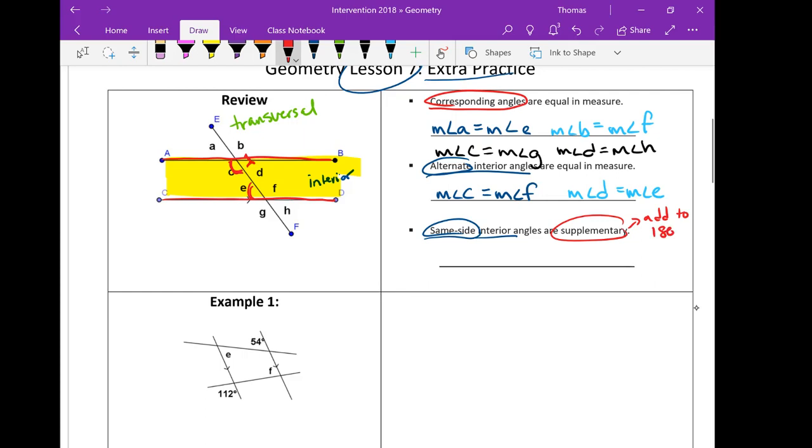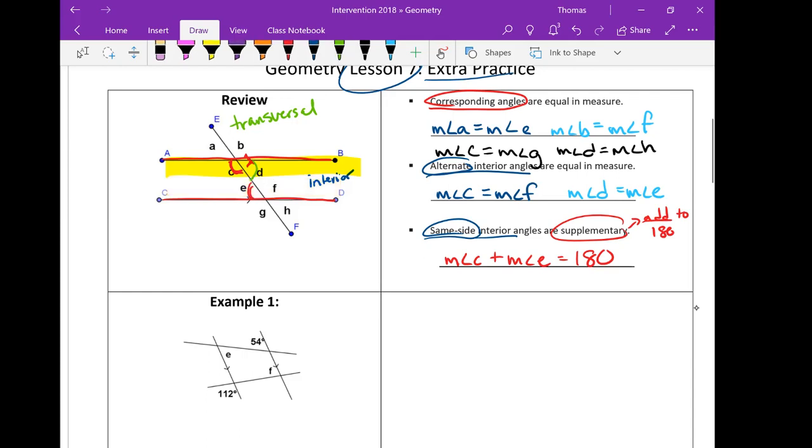Supplementary, so let's make an equation for this. The measure of angle C plus, we're adding them up, the measure of angle E is equal to 180. And there should be one other pair. It's like D and F are same side.